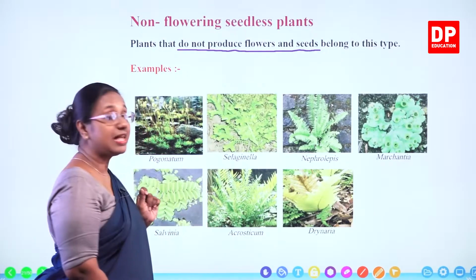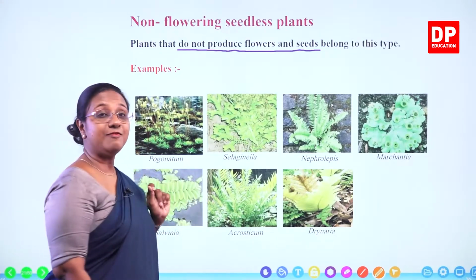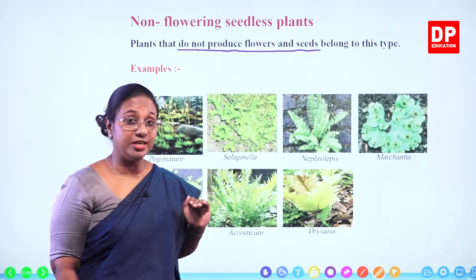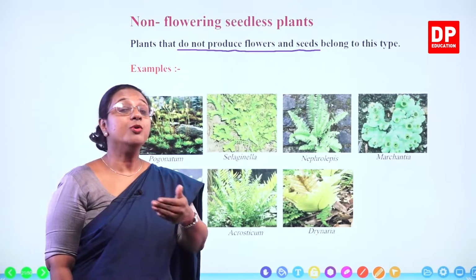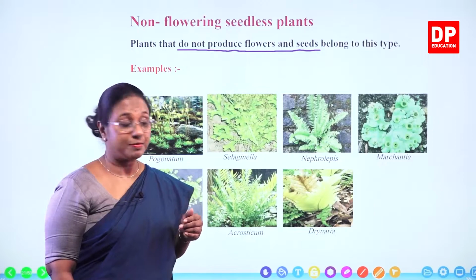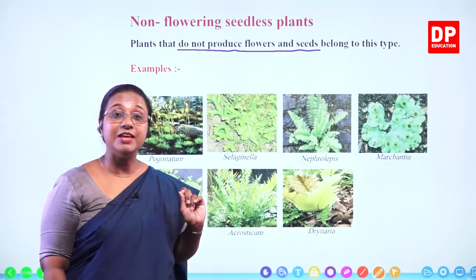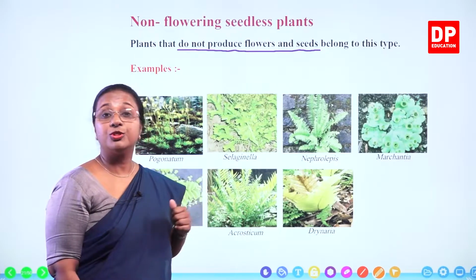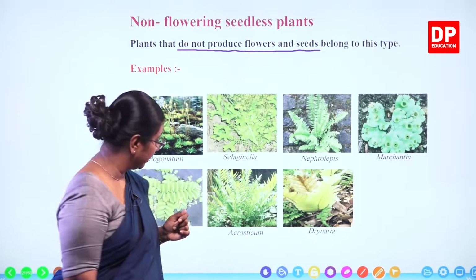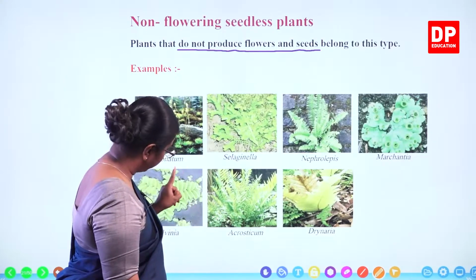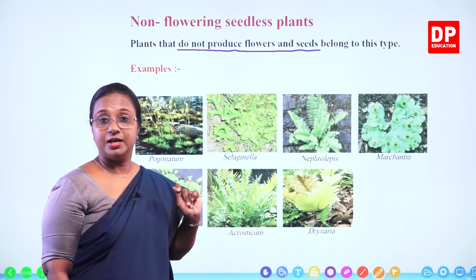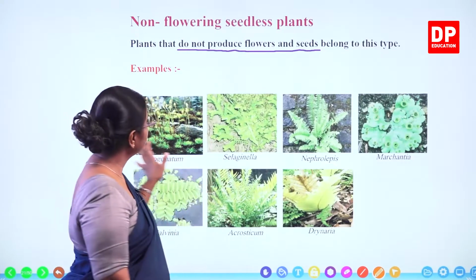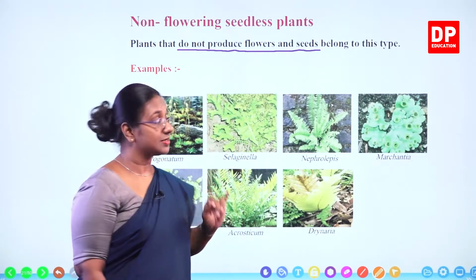Then we have Salvinia. You're familiar with Salvinia, a plant that grows in water bodies, aquatic bodies, and sometimes they become weeds in aquatic environment. So you have heard about Salvinia. We use the fungus Alternaria to control the growth of Salvinia when it becomes a weed. Then we have Acrostichum, again a type of fern. And Drynaria, that's also a type of fern. So these are all the examples.